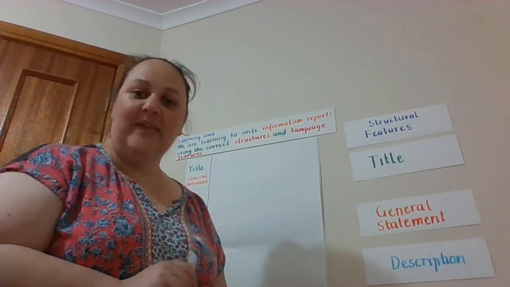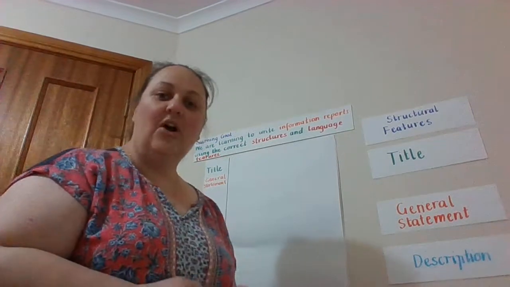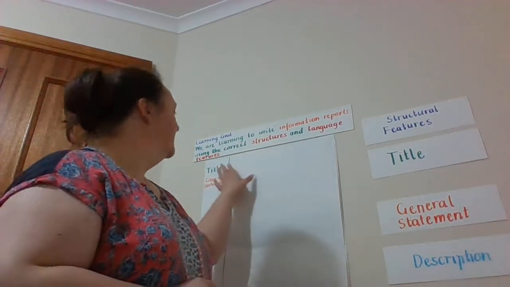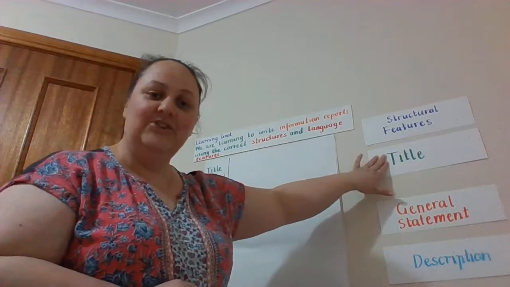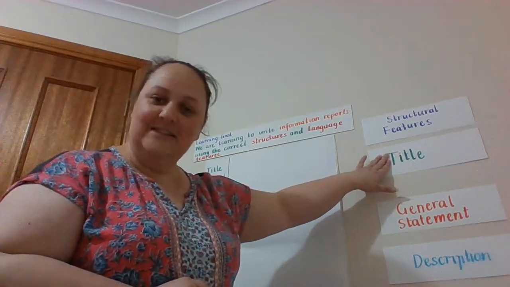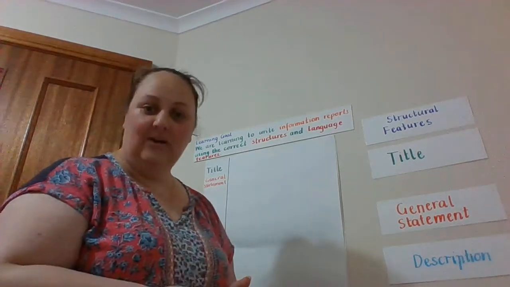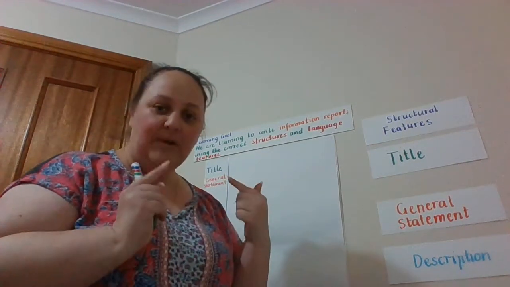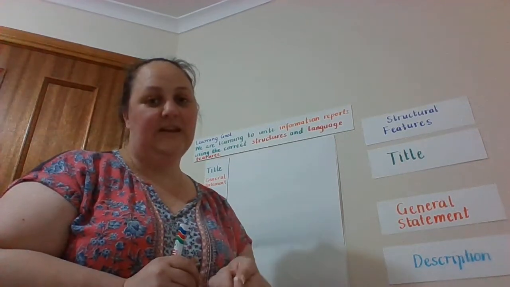Okay, so I'm going to start with our title, and from last week, I'm going to show you now. I have my plan, and so I'm going to be writing about peacock spiders. So my title, you can see here I'm referring to my structural features. My first feature I need to focus on is my title. So that will be peacock spiders. And I know already, because I've reminded you, that it's a proper noun, so I need to make sure that it is a capital.